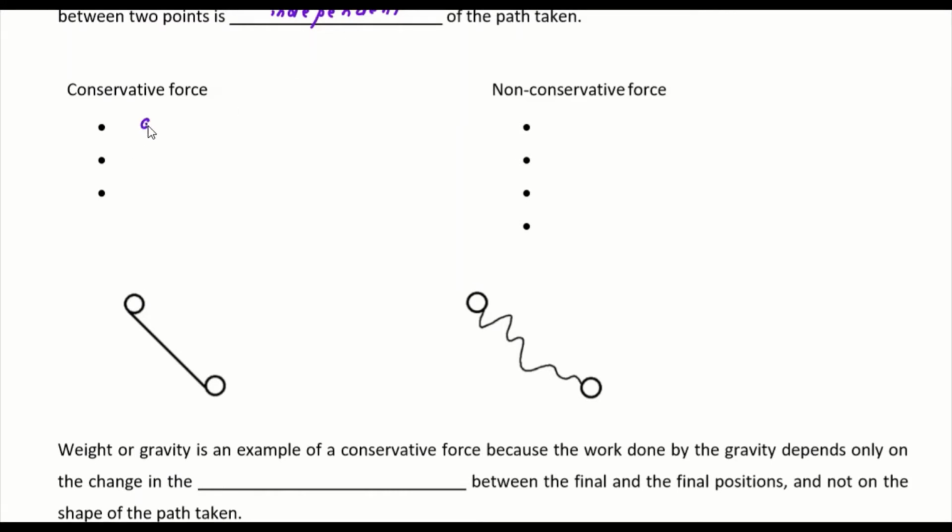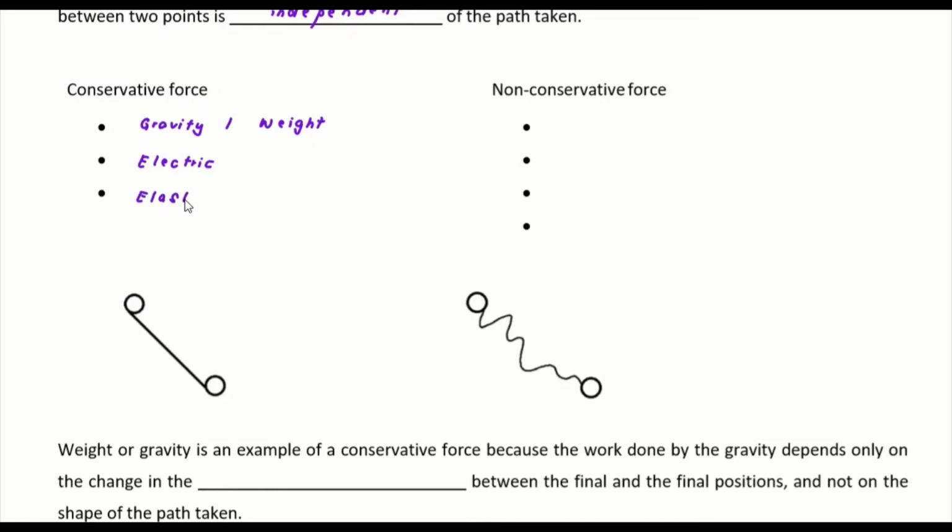So for example, the first one is gravity, or we can measure it as weight, because when we talk about the force, it's actually depending on the height of the object. So we know that the work done by gravity is basically equal to the gravitational potential energy, and that's the vertical distance. I'm going to give two more examples, which are not involved in our syllabus, but are also types of conservative force: the electric force and also the elastic force.